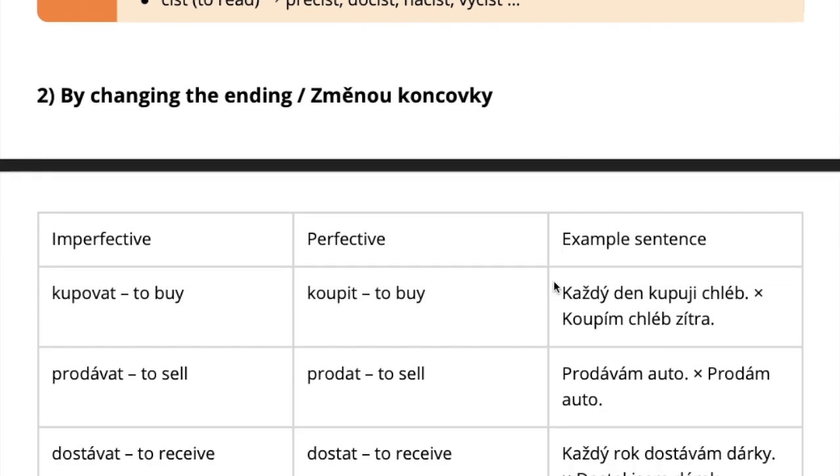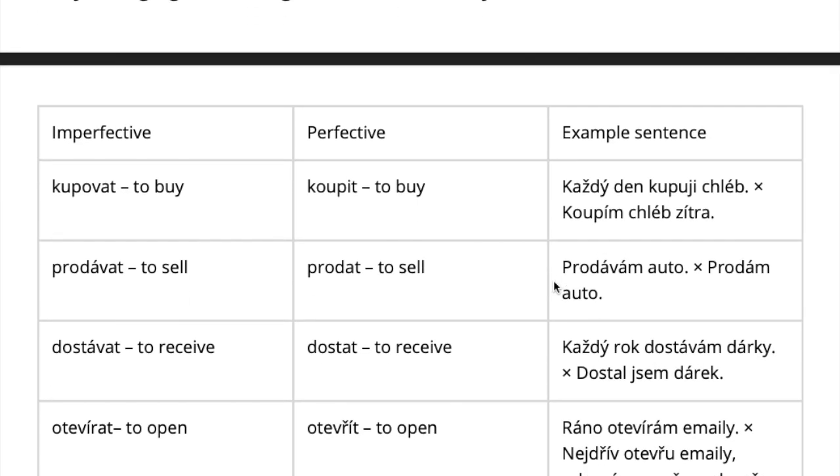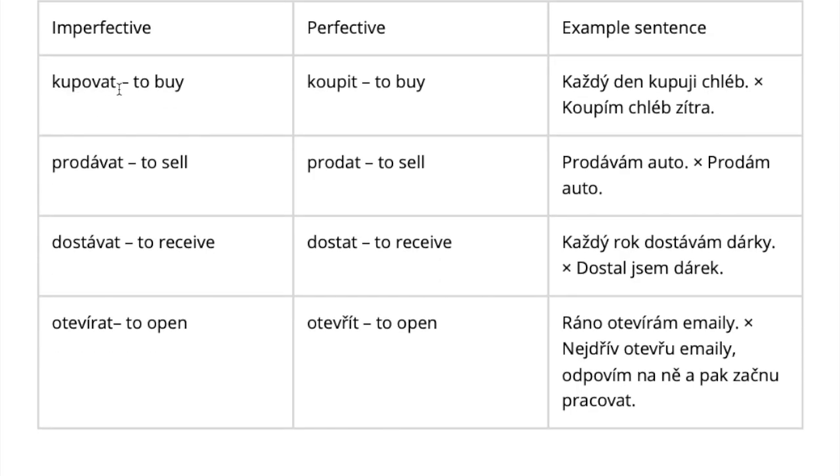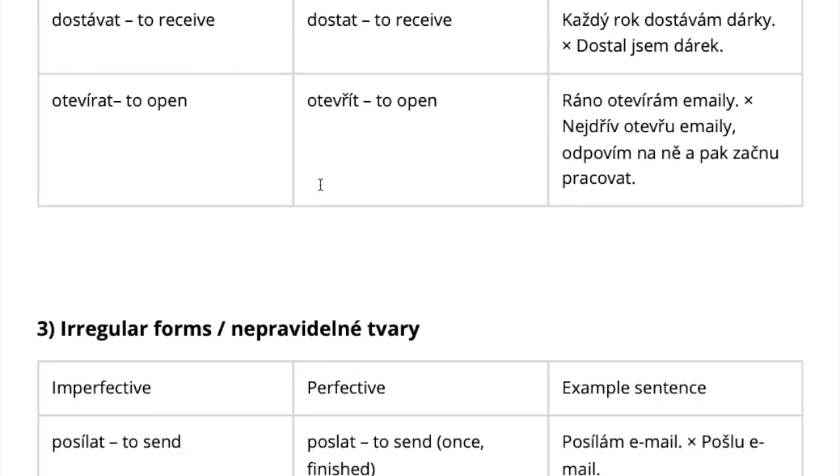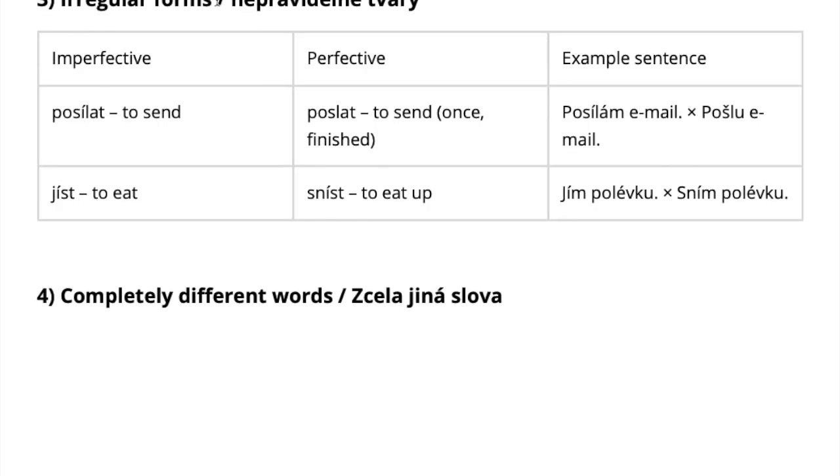Read, read, read. That's my advice. Read and listen to lots of Czech. The second way to create perfective verbs from imperfective is by changing the ending. Můžeme také vytvořit dokonavá slovesa změnou koncovky nedokonavých sloves. Například kupovat, koupit, prodávat, prodat, and so on. Then we have irregular forms, nepravidelné tvary, where you just can't add anything to it.